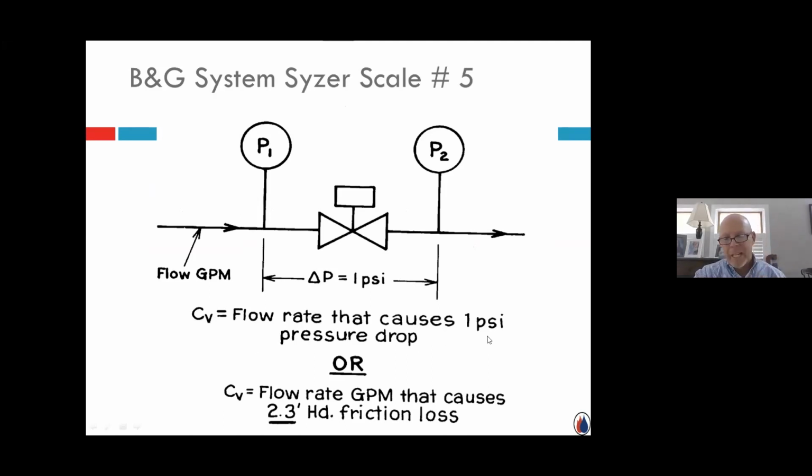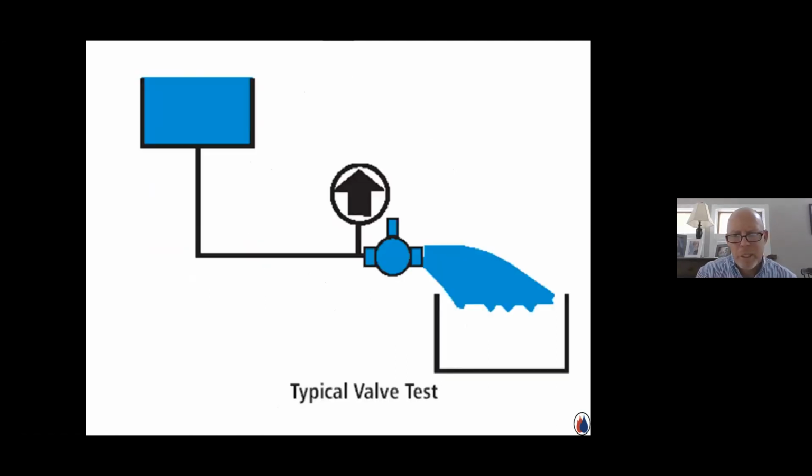Now, 1 PSI I mentioned, but you could convert it to feet of head. So 1 PSI is the equivalent of 2.3 feet head loss. And you'll notice on scale 5 that it's listed both PSI on the bottom and feet of head on the top. And that's for that exact reason, for convenience.